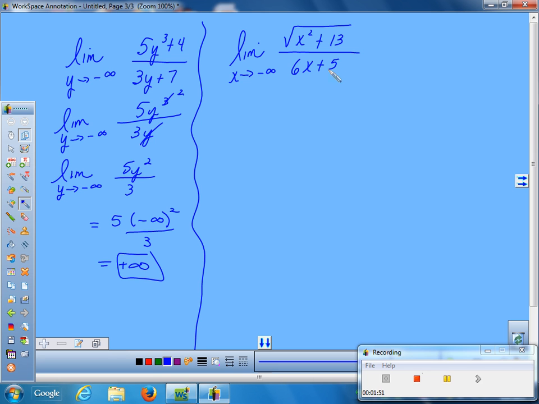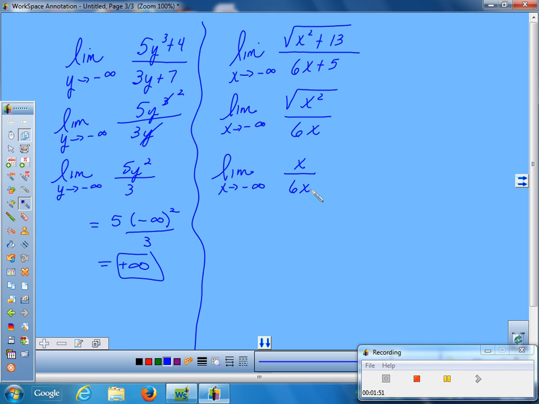You start out, you do the same thing. What's the highest power you see in the numerator and the denominator? Yeah. But it's technically x squared in a square root. The bottom is just 6x. Okay. I need to figure out what's the square root of x squared. Positive or negative? X to the 1/2 power? Well, yeah, it is an x.